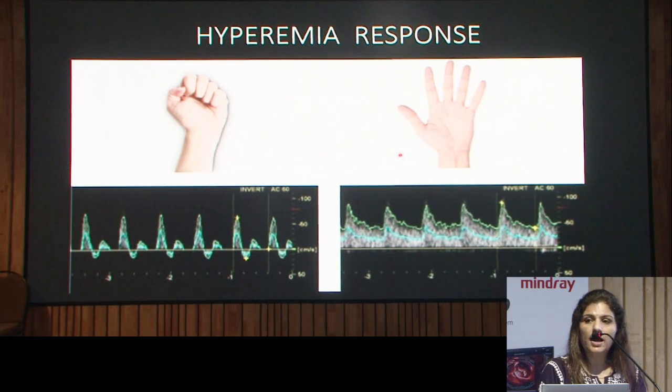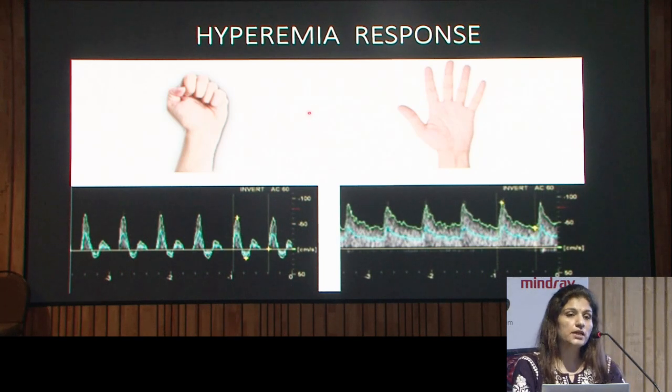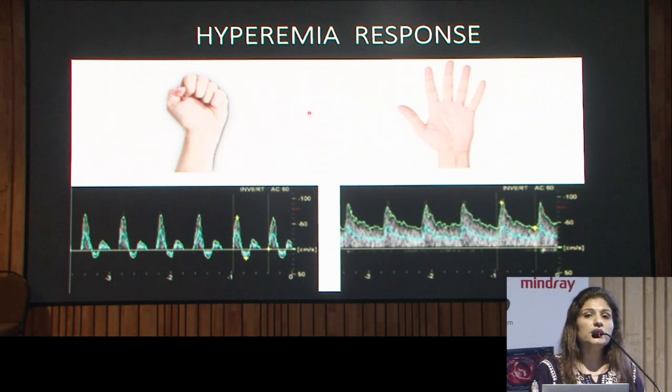You can show the brachial artery diameter, the radial and the ulnar artery diameters, and the depth from the skin surface. Other important thing is hyperemia response. This has to be seen.